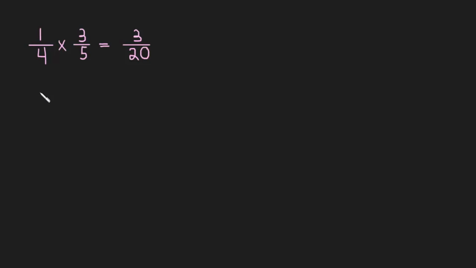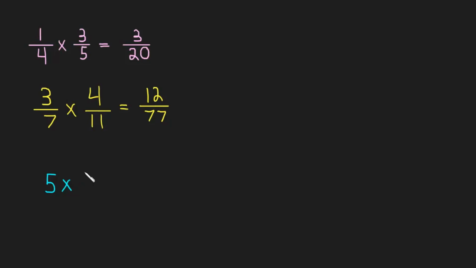It's just that easy. How about 3/7 times 4/11? Well, hopefully you've already done this in your head by the time I finish writing. 3 times 4, 12. 7 times 11, 77. And that's our answer. Easy as pie.